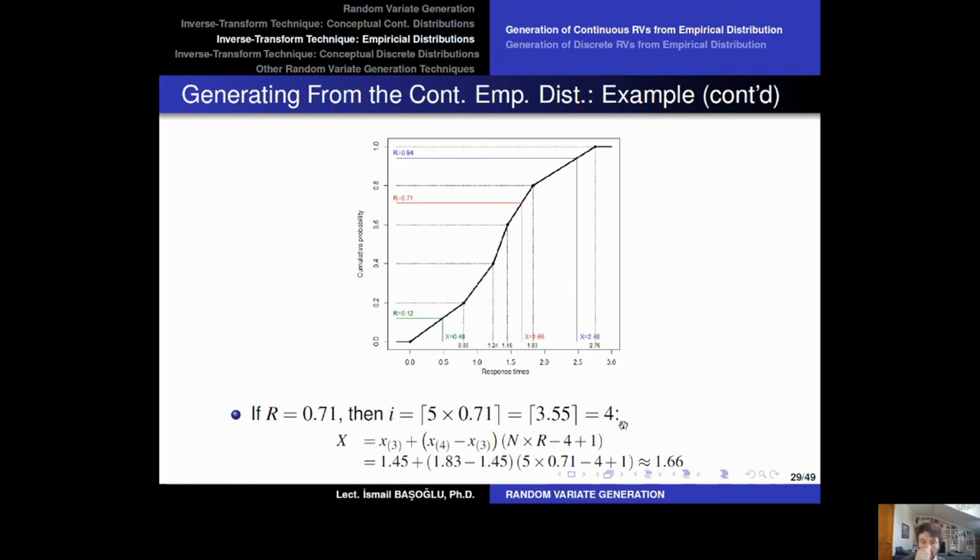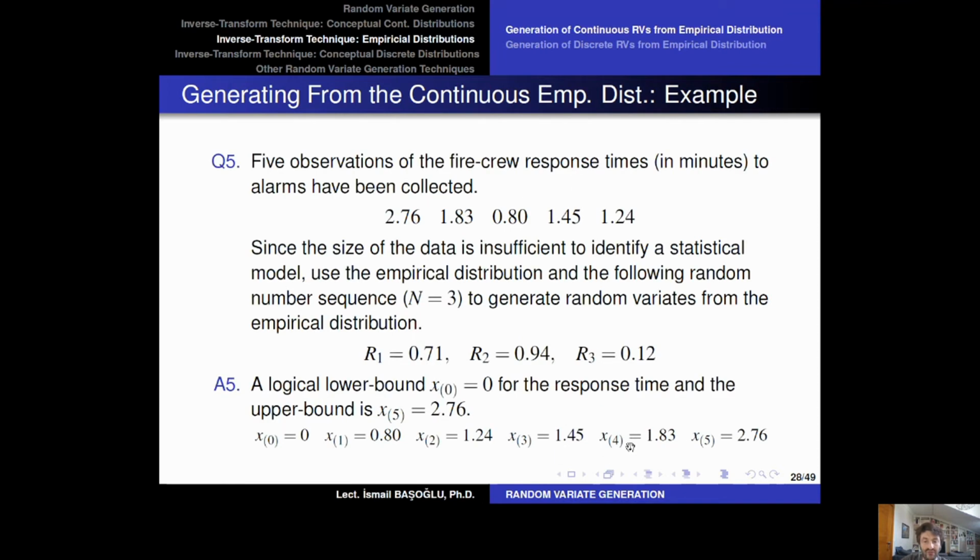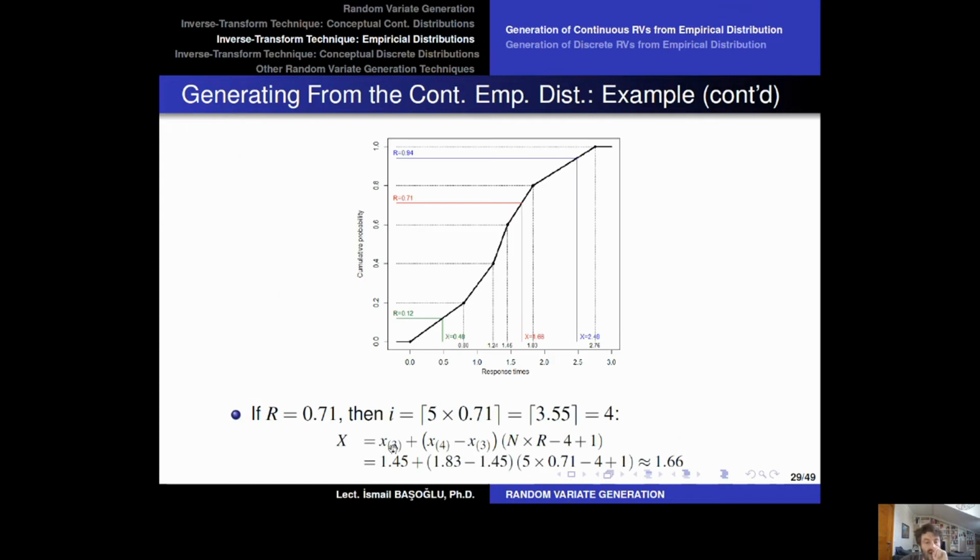So what am I going to do? I am just going to apply an interpolation between the third observation and the fourth observation in the order statistics. What are the third and the fourth observations of the order statistics? They are 1.45 and 1.83. So I will write 1.45 in place of x3, and the difference between x4 and x3 will be calculated here. And then I am going to multiply the difference with 5 times 0.71 minus 4 plus 1, and that happens to be equal to 3.